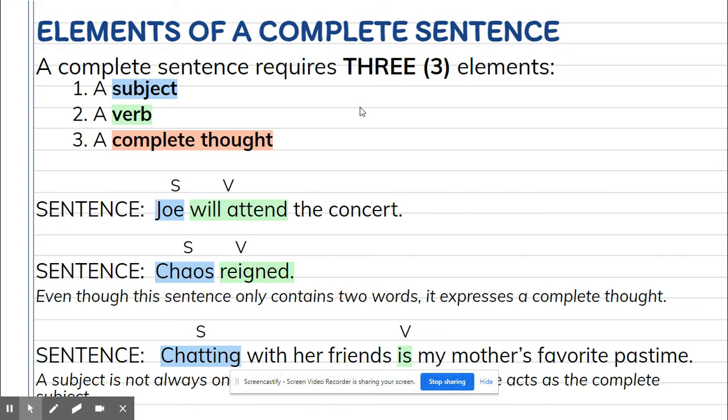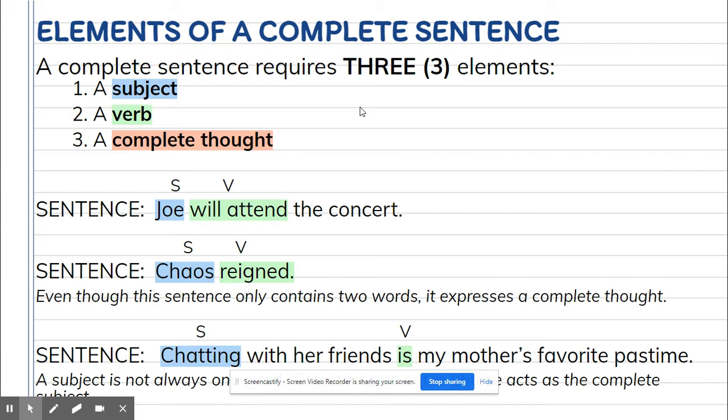The second example is very short, very sweet, and this oftentimes trips students up because it's so short. Chaos reigned. Who or what? Chaos. What did it do? It reigned. That means like it had power. So even though this sentence only contains two words, it has our subject, it has a verb, and it's technically a complete thought. It's a simple, short thought, but it is a complete thought nonetheless.